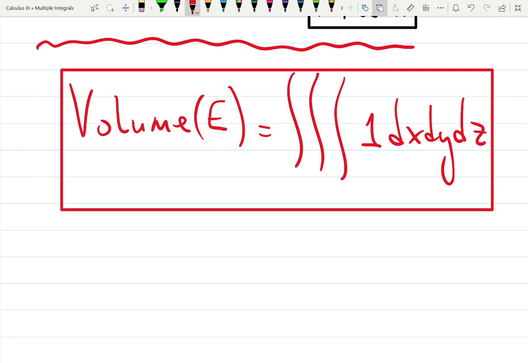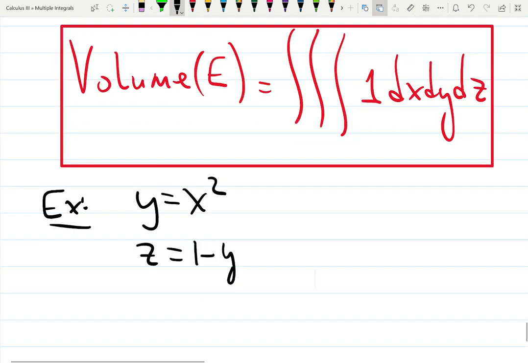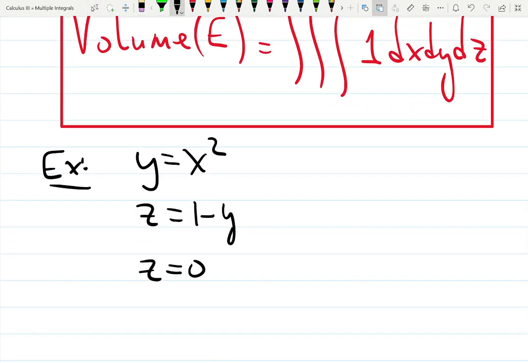Now, how would you set it up? Okay, let me show you quickly. I wanted to move on to the spherical, to be honest. But sure, let's do one more example, since it's not too bad. Example: y equals x squared, z equals 1 minus y, and z equals 0. Find the volume where E is the region enclosed by the surfaces.